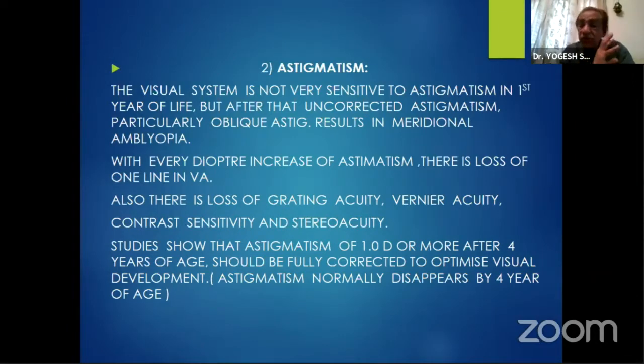So the visual system is not very sensitive to astigmatism in the first year of life. But after that, uncorrected astigmatism, particularly oblique or bi-oblique astigmatism, results in meridional amblyopia. Now, what is the cutoff line where such an amount of astigmatism would create amblyopia? We'll come to that later on.